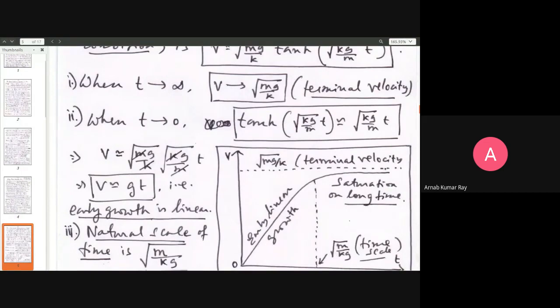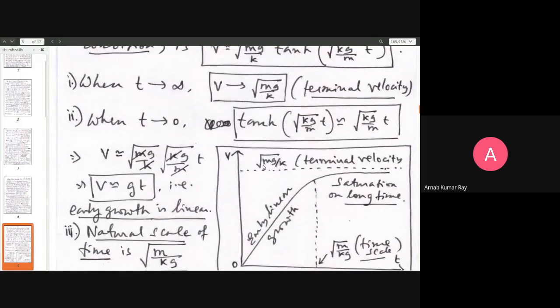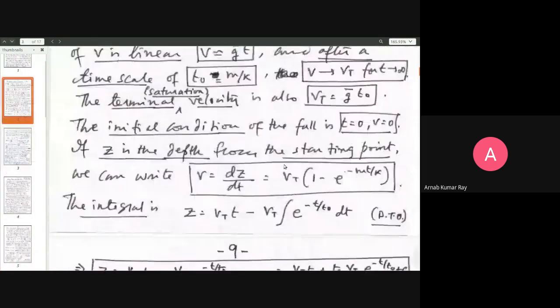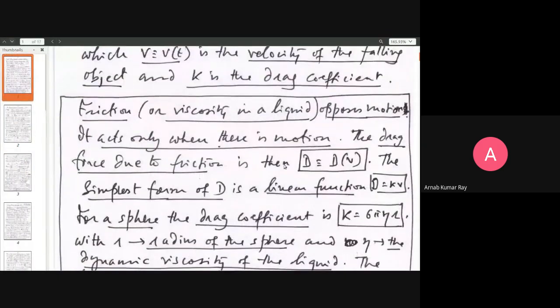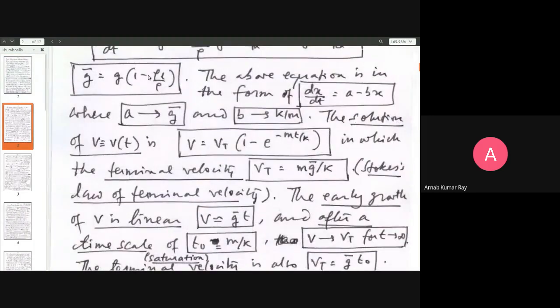And the transition from this linear behavior to this saturation will happen after a time scale of square root of m by kg. Just note that here it is square root of m by kg, but in the case of the liquid problem, the terminal velocity, sorry, here, the terminal velocity will be mg by k. But in the case of the liquid, it is square root of mg bar by k here, because g bar is slightly qualified because of this buoyancy business.